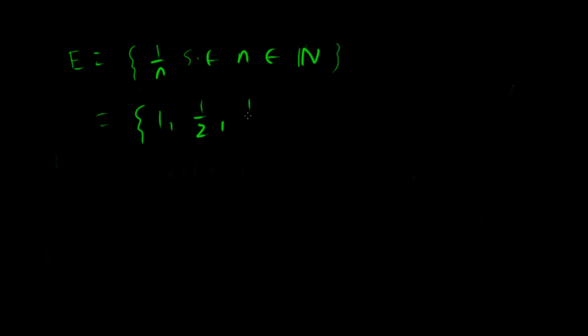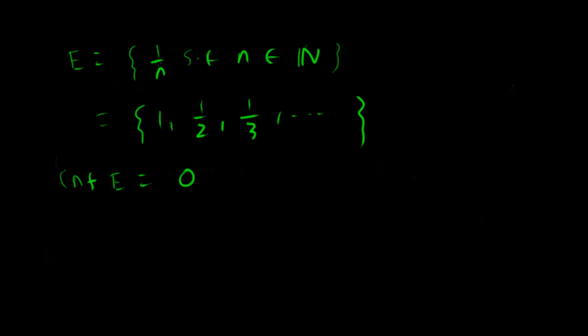Let's try an example. What if we take e is equal to our set 1 over n, such that n is in the naturals? So again, that's just 1, a half, a third, and so on forever. What is the infimum? Well, we found that the supremum was 1, but what about the infimum? Well, here the infimum is going to be 0. You write inf here, so inf of e is equal to 0 for the infimum. Why is that the case?